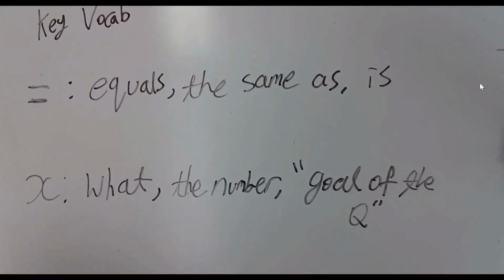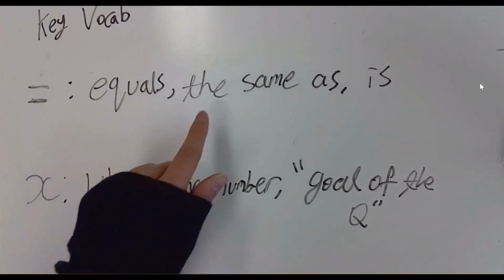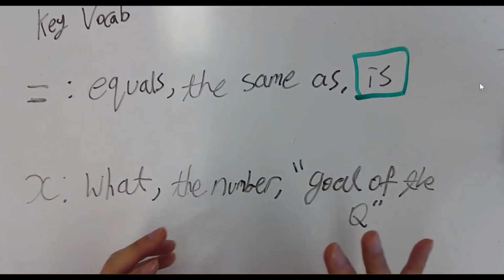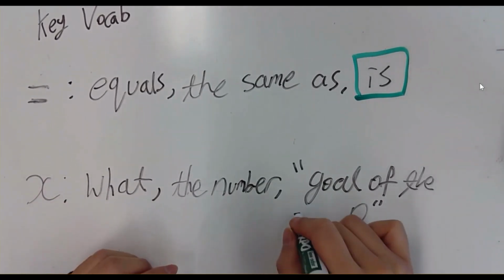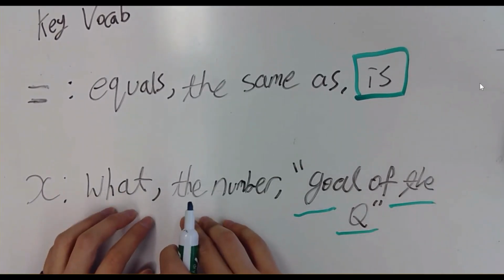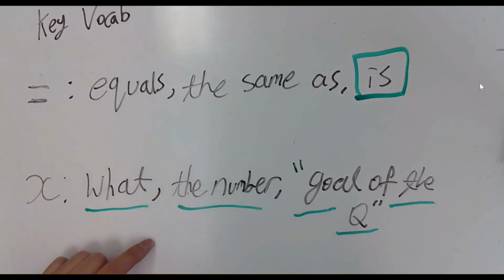And here are 2 more words that we're going to be looking at before we get to some examples. The first one is the equal sign. The equal sign, of course, can be translated to equals, and it's also the same as. Another one that is used very often is the word is. And for x, this x is in general the variable, usually the goal of the question. And it's also very often translated as the word what, or the number.